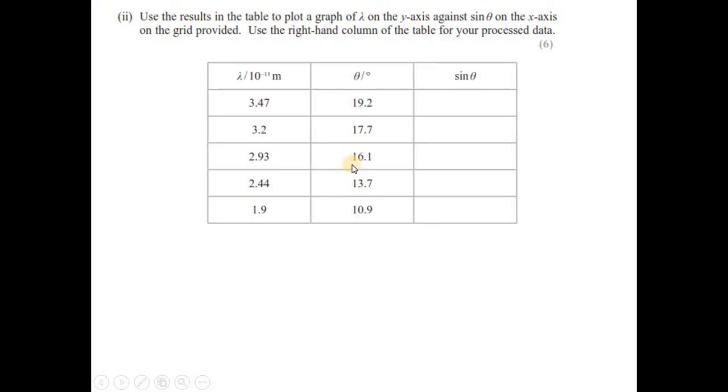Use the results in the table to plot a graph of lambda on the y-axis against sine theta on the x-axis. On the grid provided, use the right-hand column of the table for your processed data. So now you have this table, and this is the incomplete one. You need to find sine of theta. So you calculate sine of 19.2, sine of 17.2, and all these. When you calculate sine of all these, you have these values. Once you have these values, you need to plot a graph of lambda on the y-axis and sine theta on the x-axis.